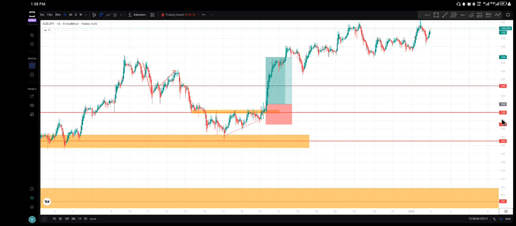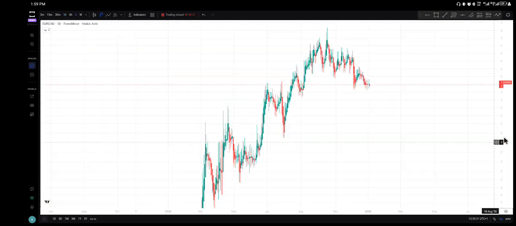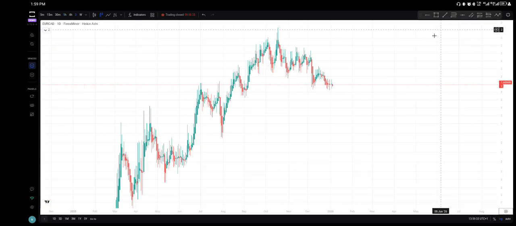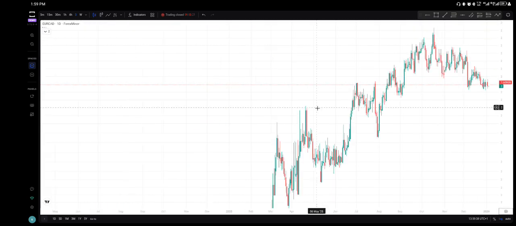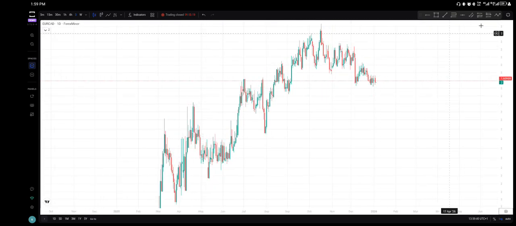So I think the next pair on my list was Euro Cad. I took a trade on Euro Cad though, so I think we have to check out Euro Cad. So guys, this is Euro Cad. I think I should use the normal daily candle. This is the normal daily candle.